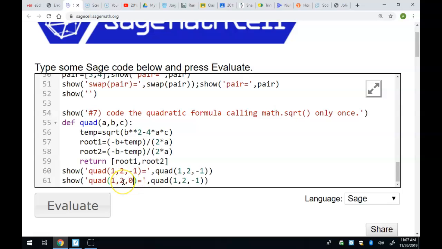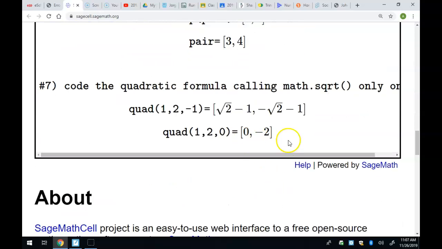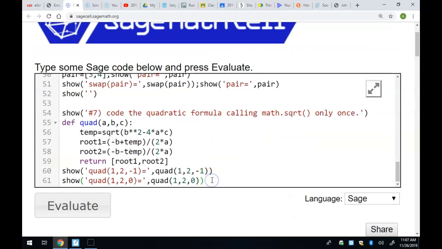Because b squared is still 4, but 4ac is 0. So 4 minus 0 is 4. It's a positive perfect square. That's when you get real, rational, unequal roots, right? Let's find out. Let's put a 0 here. And like we said, 0, negative 2. Perfect. Okay. Then how do we get real, rational, equal roots?